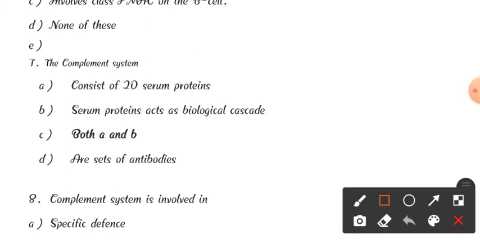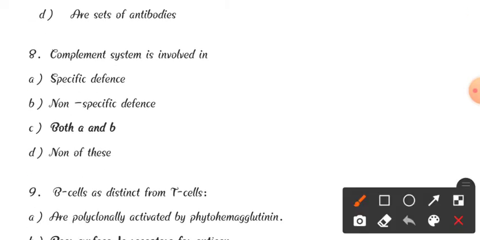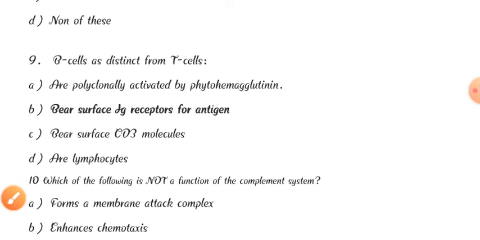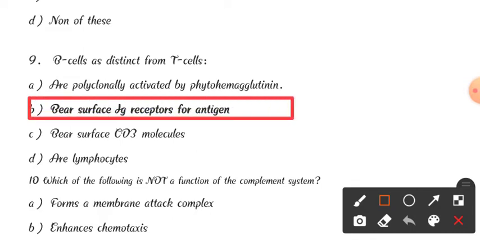Now question number 7 friends, the complement system consists of 20 serum proteins. Option B, serum proteins act as a biological cascade. So option C friends, both A and B, is the correct answer. Now question number 8 friends, complement system is involved in, option C, both A and B, that means specific defense and non-specific defense. Okay, now question number 9, the beta cells as distinct from the T cells. So option B, that is bare surface Ig receptors for antigen, is the correct answer.